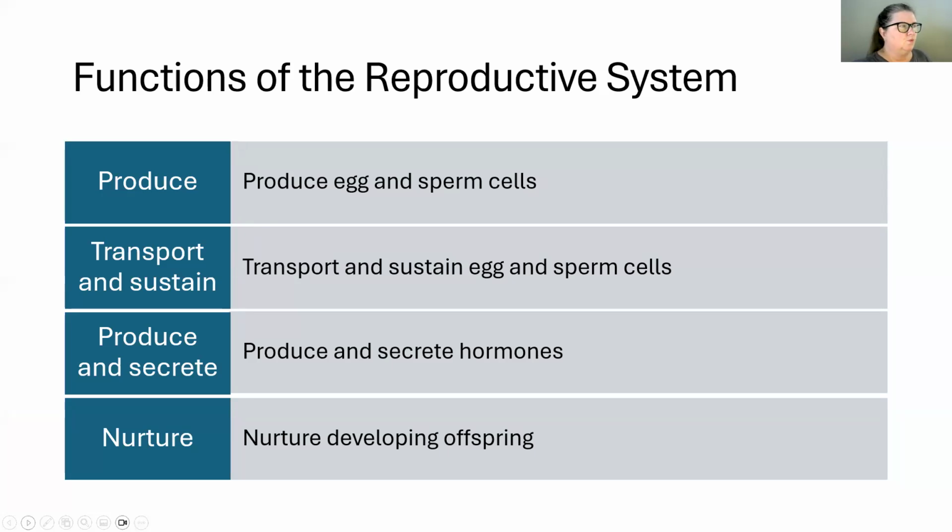First, the functions of the reproductive system, whether it be male or female, are to produce egg cells for the female or sperm cells for the male, to transport and sustain those cells, again, egg female, sperm male, to produce and secrete certain hormones that differ between males and females, and for females to nurture the developing offspring. So those are your basic functions.